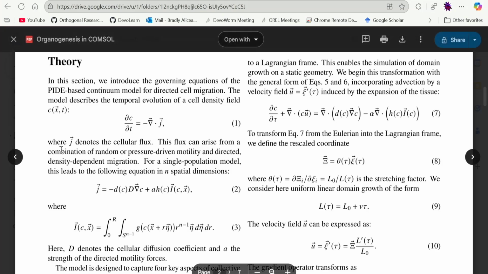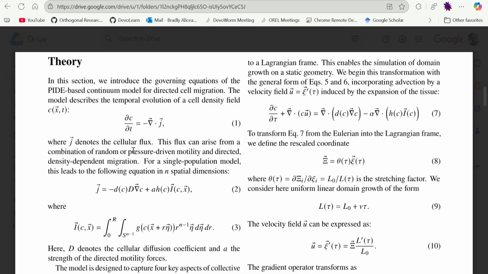This flux can arise from a combination of random or pressure-driven motility and directed density-dependent migration. So basically, J vector is the direction of travel of the cells, and so they're all traveling kind of in the same direction or a similar direction, and it's kind of measuring maybe the mean heading of that, and then it's traveling down this gradient. Maybe it's the gradient, like a stiffness gradient or a chemical gradient.